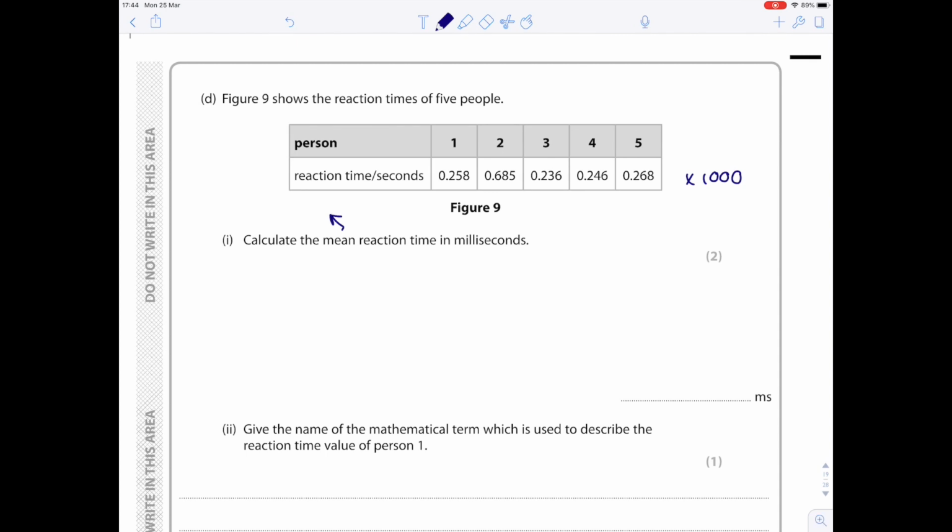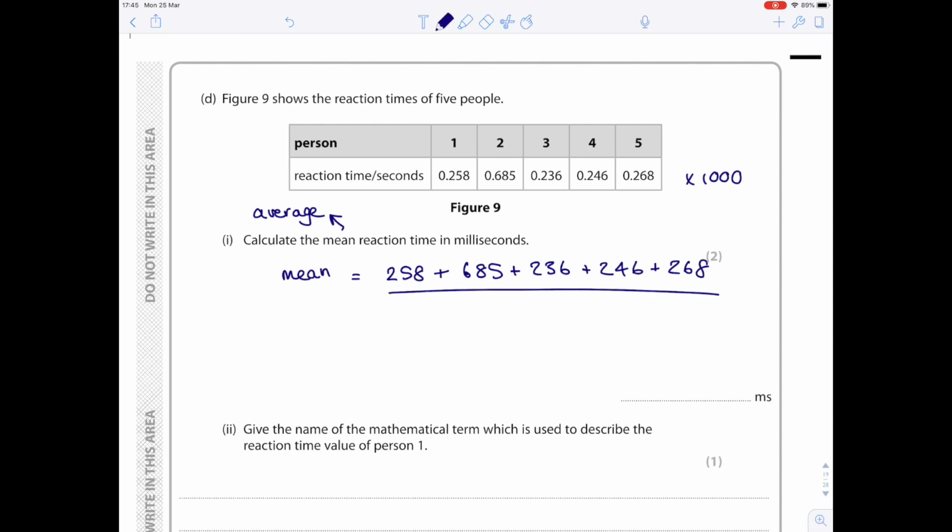And then the mean reaction time is obviously the average, so we're going to add up all their reaction times and then divide them by the number of people that there are. So I've multiplied all these reaction times by 1,000 to get them into milliseconds. And then we're going to divide the whole lot by 5. And once you've done that, you get a value which is 339 milliseconds.